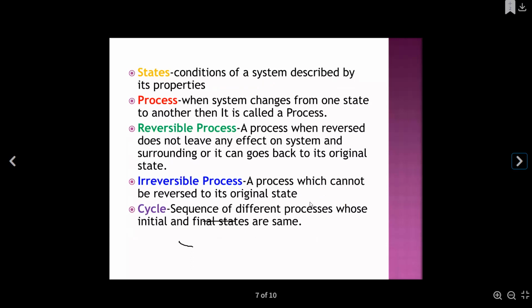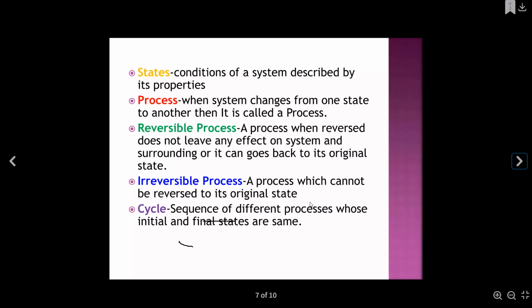Then the next thing that we are going to look at is a process. A process is when a system changes from one state to another. So in a system, if that system is changed from one state to another, then it is now called a process. It is no longer called a system. Now two things are important here: we need to know the differences between the process and the system. A process is a region where processes are taking place. So when a system changes state from one point to another, then it is now called a process.